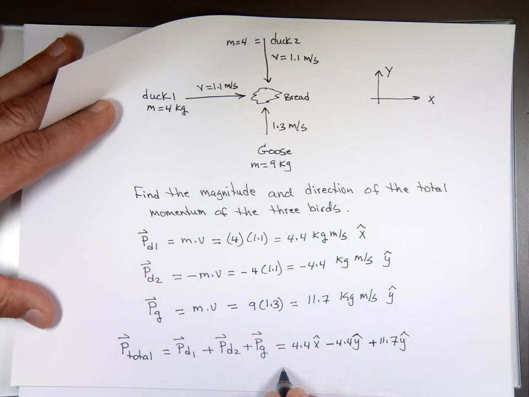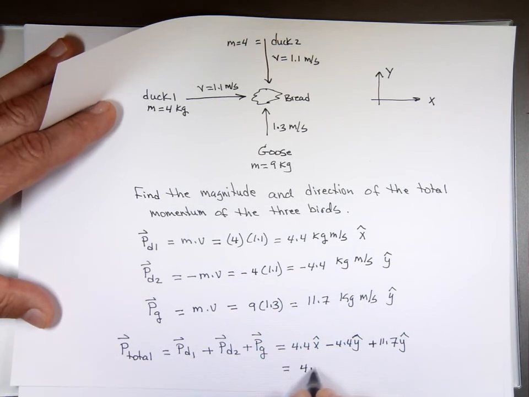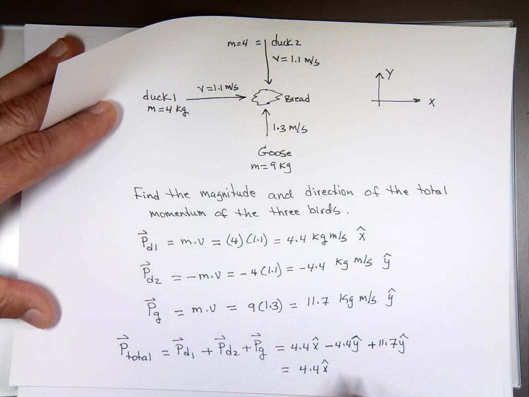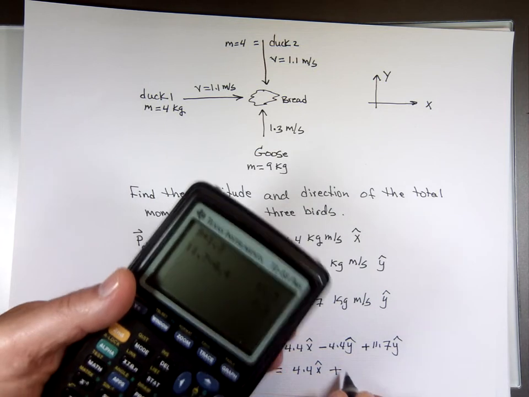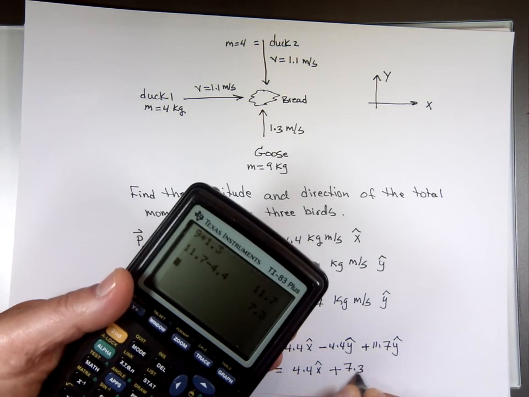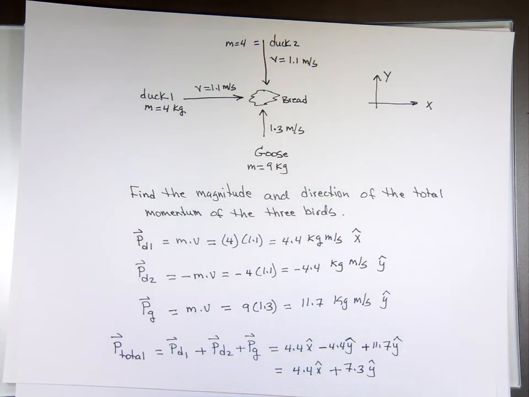So what do we have? We have 4.4 in the x direction, and in the y direction should be what? What's 11.7 minus 4.4? We're adding vectors. The x is together, the y is together. 7.3 in the y direction. So now you really know the x and y components.